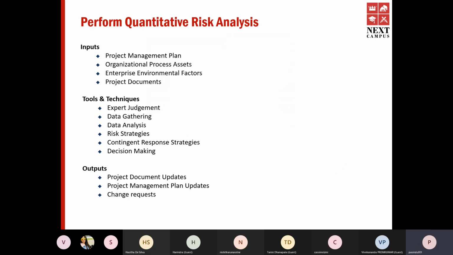Same inputs, there's no change whatsoever. When it comes to tools and techniques, we have two new tools here, which are risk strategies and contingent response strategies. How you are going to plan the contingencies, what are the different strategies you're going to use, which we discussed at the beginning of the class, right? What are you going to do for positive risks? What are you going to do for negative risks? What contingency planning are you going to do, all that, right?